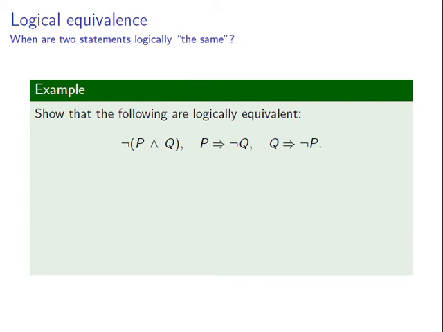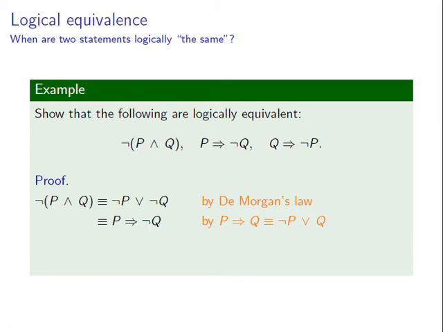For instance, let us consider the propositions not both P and Q, P implies not Q, and Q implies not P. Not both P and Q is equivalent to either not P or not Q by one of De Morgan's laws. This is equivalent to P implies not Q by the result which says that P implies Q is equivalent to either not P or Q. Here we replace Q with not Q. So not both P and Q is equivalent to P implies not Q.